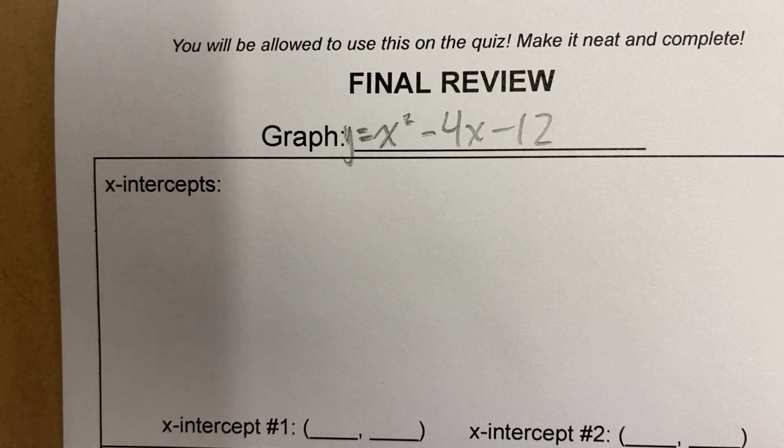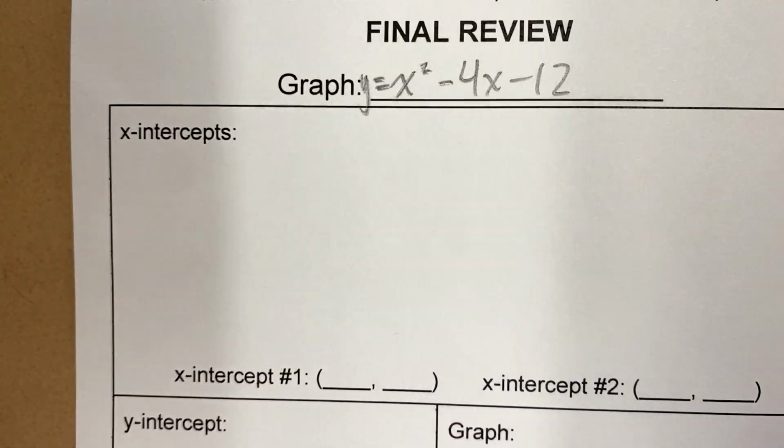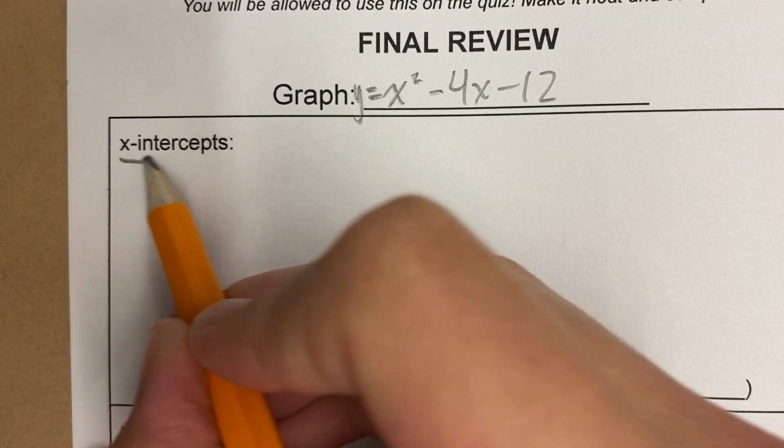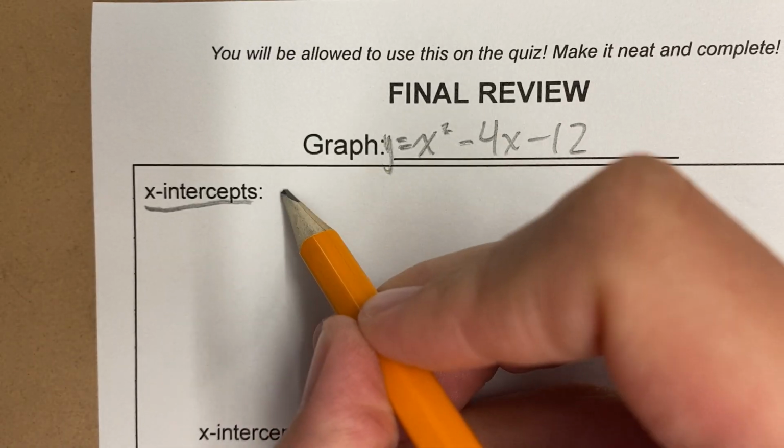All right, let's take a look. The first thing I do is find the x-intercepts. The way that I do that is I say, okay, if I want an x-intercept, if I want something on the x-axis of my graph, I need the y to equal 0.